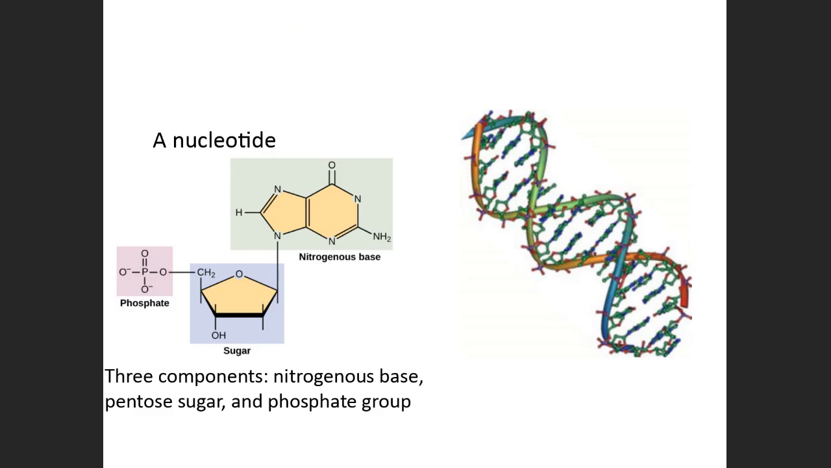So here we have a picture of a nucleotide. Here we're looking at DNA. It's a double-stranded helix, right? You have a base and a sugar and a phosphate. This backbone here is made up of a sugar and a phosphate. And then these rungs that go into the middle, that is your nitrogenous base. It means it has a nitrogen in it, or multiple nitrogens. Got lots of nitrogen.